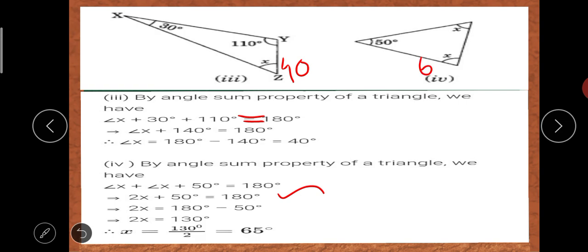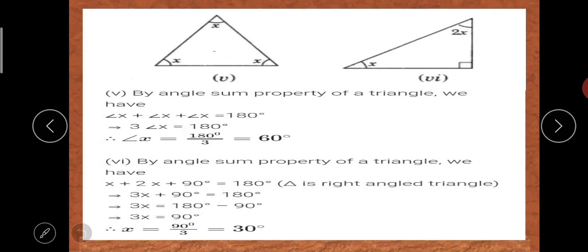So this x value is also 65 and here also 65. So the measurement of those two angles will be 65 because it is an isosceles triangle. So here when we add 65 plus 65, we will get 130, and 130 plus 50, it is again equal to 180. Okay, next question, see.